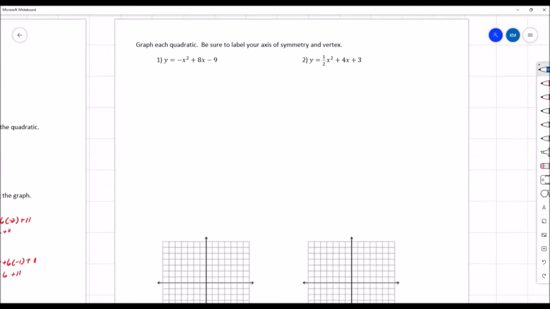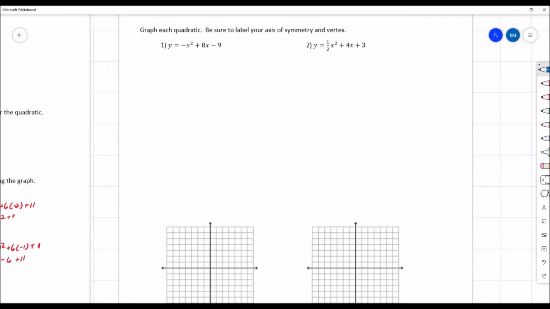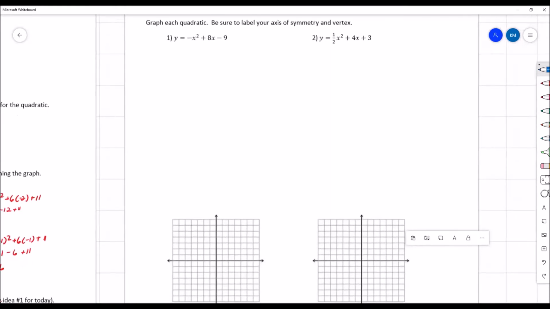Okay, it says graph each quadratic. Be sure to label your axis of symmetry and vertex. So here, there's just space and opportunity, not necessarily walking us through like our previous example did. So we should have that process down.